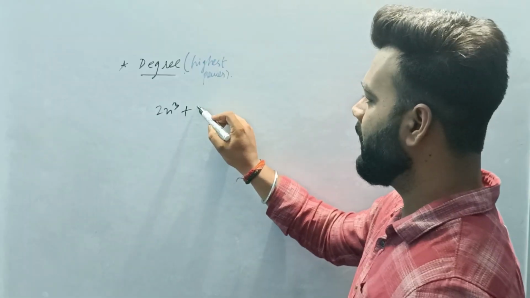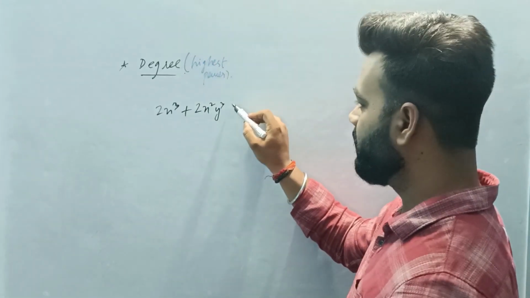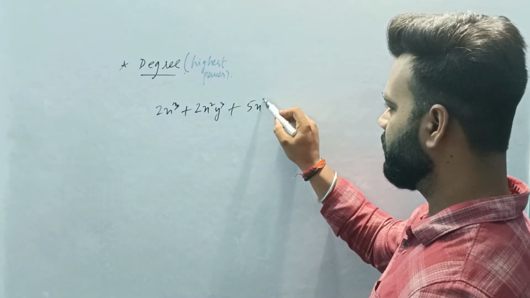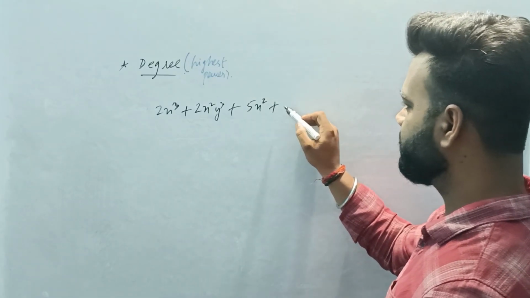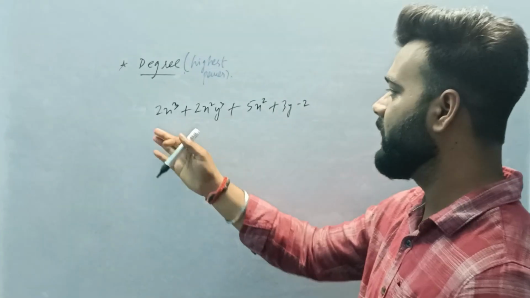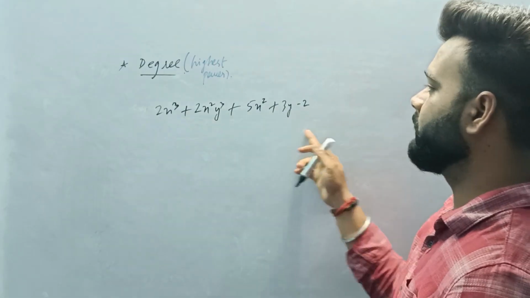Here it is: 2x²y³ + 5x² + 3y − 2. Let's say this is a polynomial because there are more than 4 terms, right? So what is the degree of this polynomial?